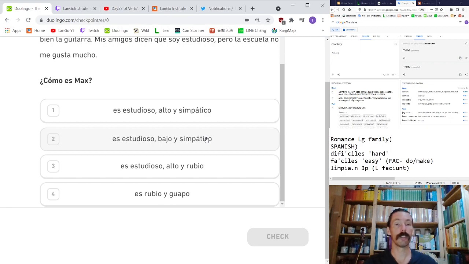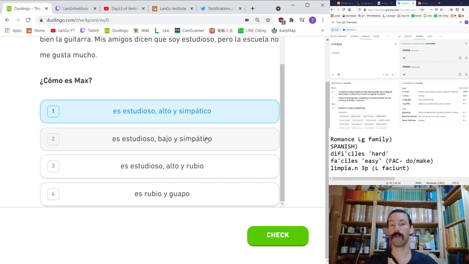¿Cómo es Max? Es estudioso, alto y simpático, yeah? So he says. ¿Bajo y simpático? No. ¿Alto y rubio? No. ¿Rubio y guapo? No.